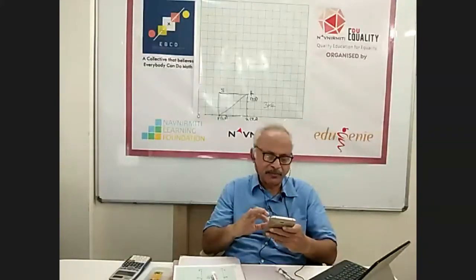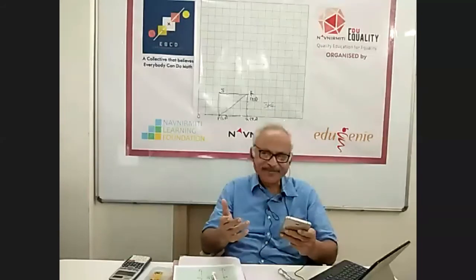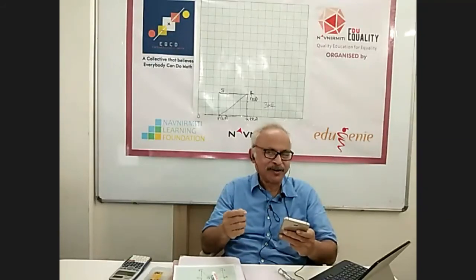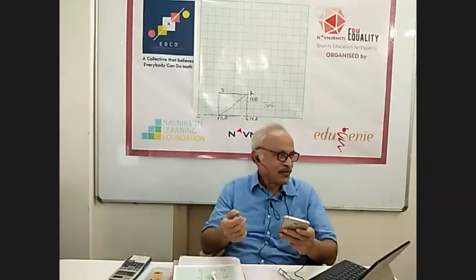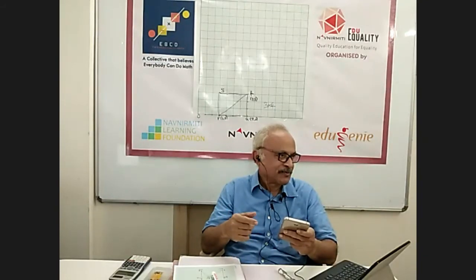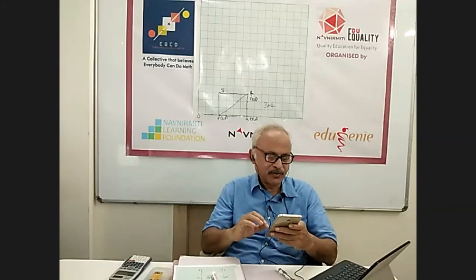729 divided by 27 is 27. So I hit upon the number which, when multiplied by itself, gives me 729.